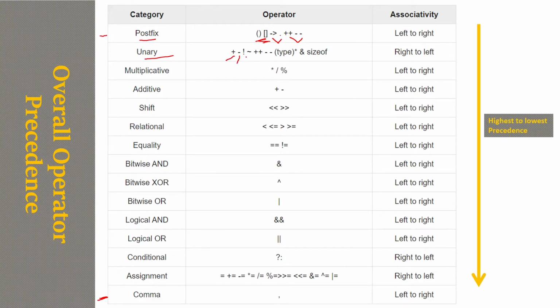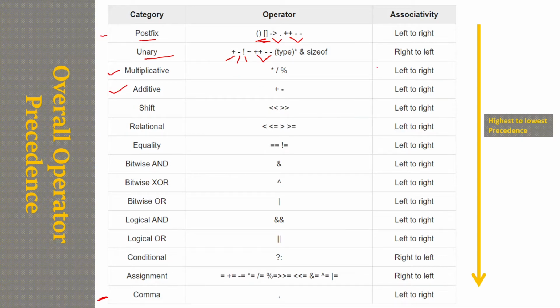Okay, then we have the logical not operator, and then we have the prefix increment and decrement operators. These are important to know so that you can evaluate your expressions. Then we have the multiplicative operators, which are multiplication, division, and mod. Then we have the additive operators, which are addition and subtraction.